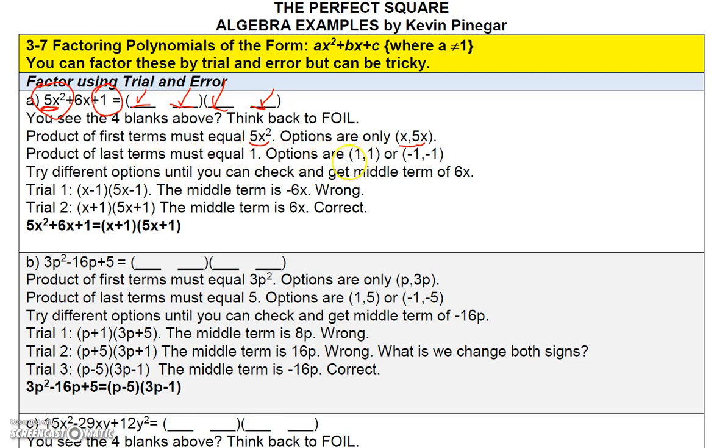Now remember, to get the last terms' product of two terms that equal 1, you could use 1 and 1, positive 1, positive 1, or you could use negative 1 and negative 1. So it just depends. What we're going to do is try different options here and then check until we get the right factors that will yield this middle term up here. This middle term right here of 6x. So we've got to make sure we get the 6x for the middle term.